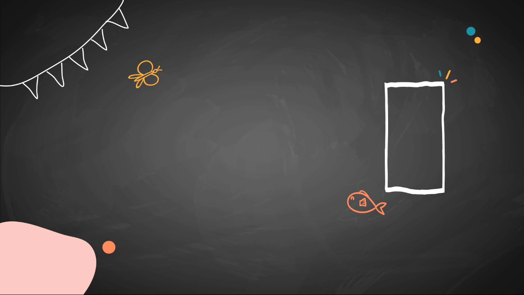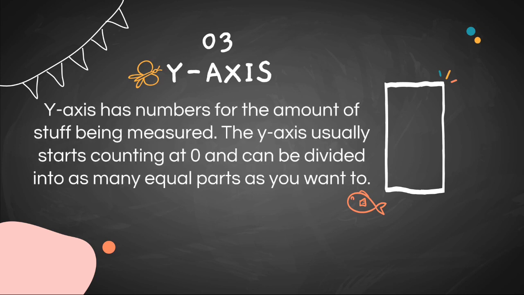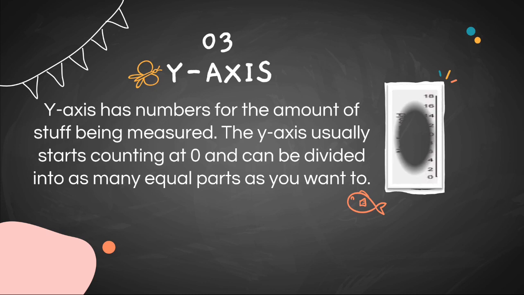The third element of the graph is the y-axis. What is the y-axis? The y-axis has numbers for the amount of stuff being measured. The y-axis usually starts counting at 0 and can be divided into as many equal parts as you want. Based on the given example, what does the y-axis contain? The y-axis contains the number of cars sold.